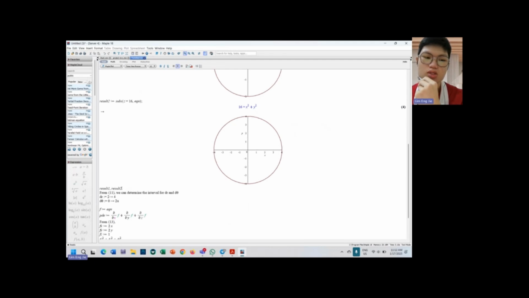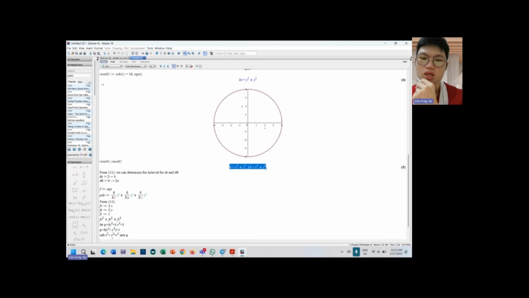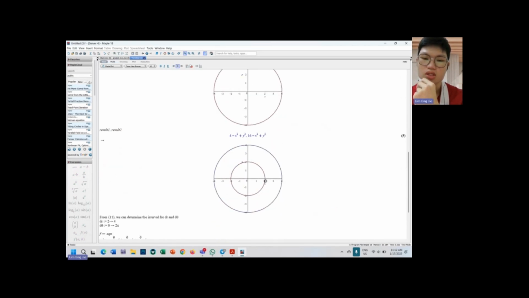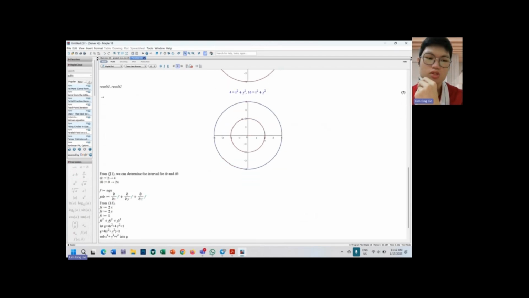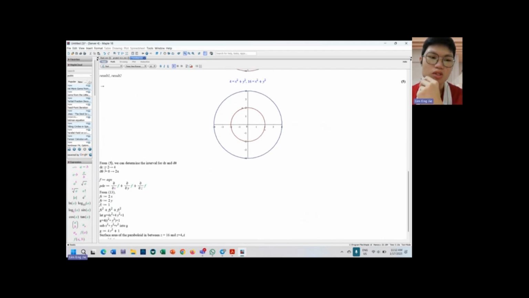If we want to find the intersections, we type this result 1 and result 2. It will appear two equations, then we select it and plot 2D XYZ, and it will appear an intersection, and the inside one is the area we want to find. From this, from 5, we can know our interval is 2 to 4 and d theta is 0 to 2 pi.